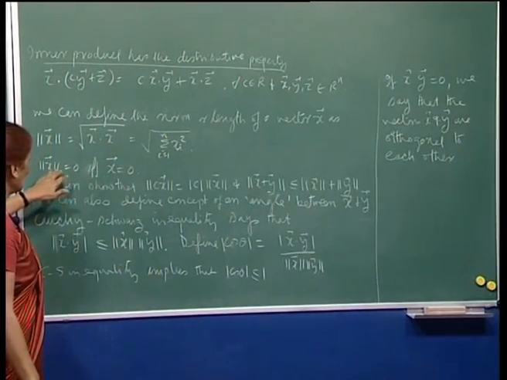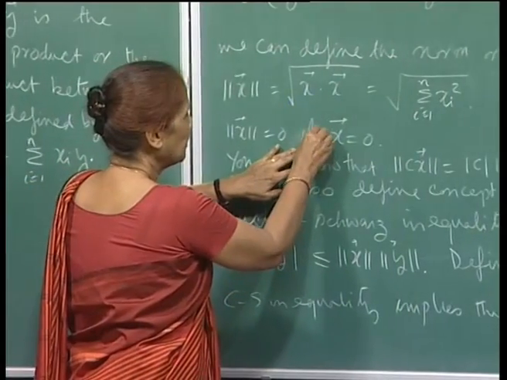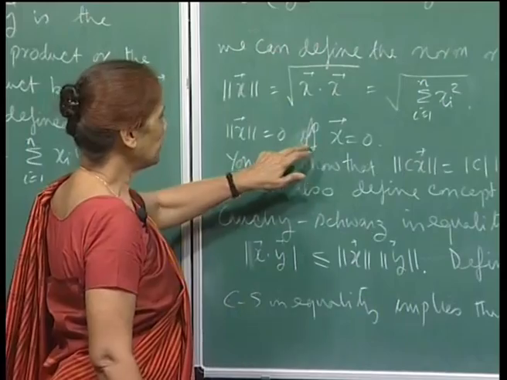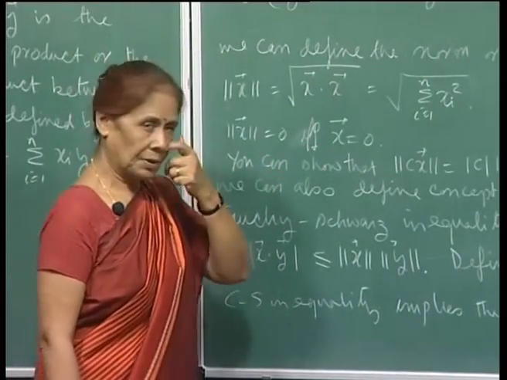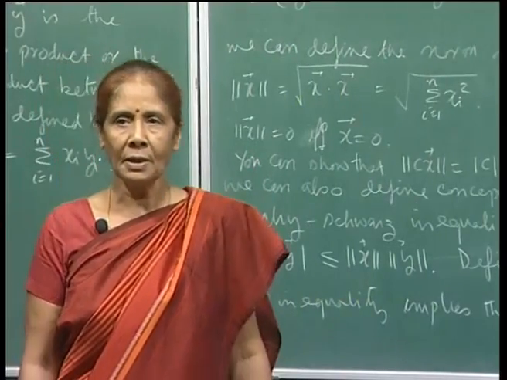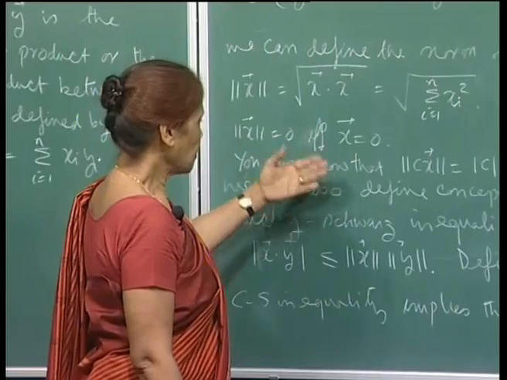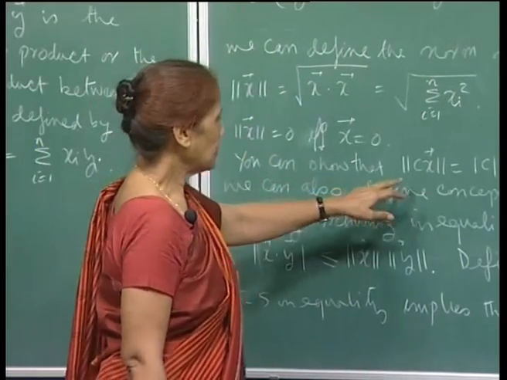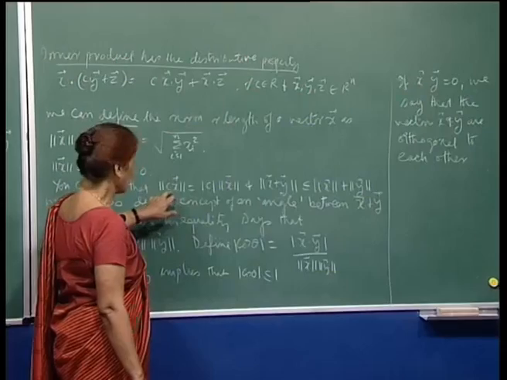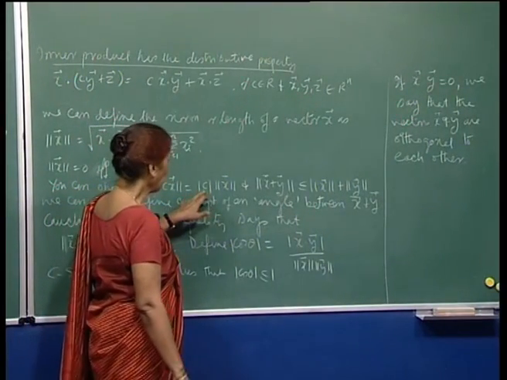So, that means norm x is 0 if and only if, this stands for if and only if, short form IFF, x bar is 0. If the vector is 0, the norm is 0, and if the norm is 0, the vector must be 0. Okay. Now, you can easily show using this definition that if you take the norm of the vector c x, c is a real number, then this comes out as the absolute value of c.